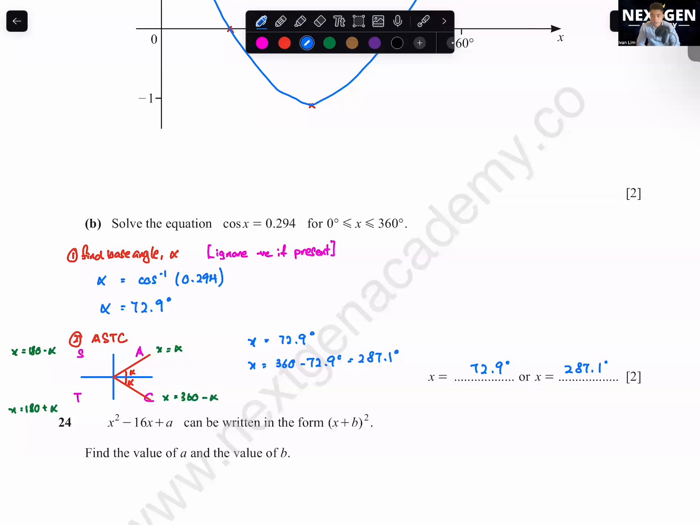Just to clarify, if negative, the quadrants we get are the sine and the tangent, right? Yes, for cos. So if they say cos x equals negative 0.294, that means you use which one? You get this quadrant and this quadrant. So your answer for this one will be x equals 180 minus 72.9 and 180 plus 72.9. The alpha is the same alpha.